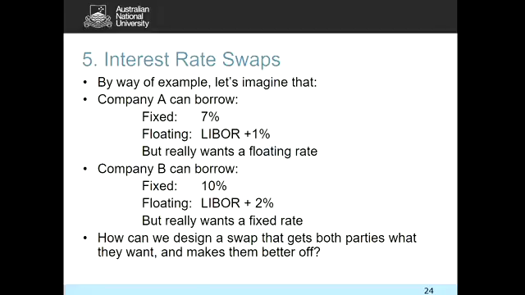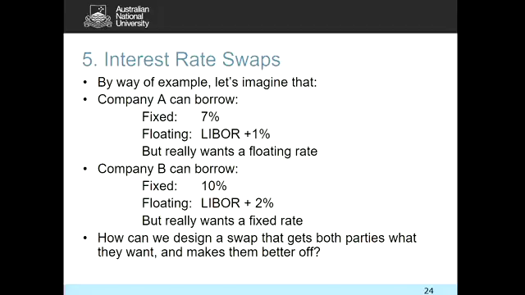Okay, it just represents whatever that floating number is, but they pay 1% higher than whatever that floating rate is. So they pay a premium of plus 1%. Then we have company B, and they can borrow at a fixed rate of 10% and a floating rate of LIBOR plus 2%. Okay, but they really want a fixed interest rate.